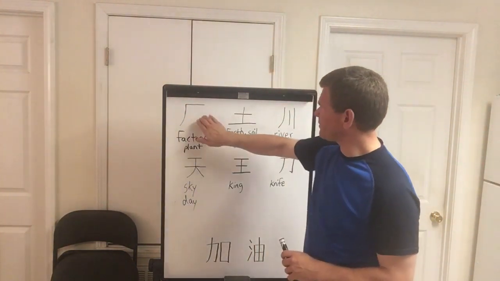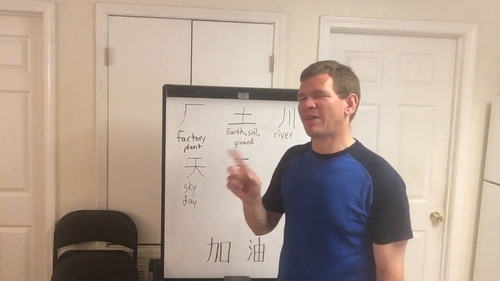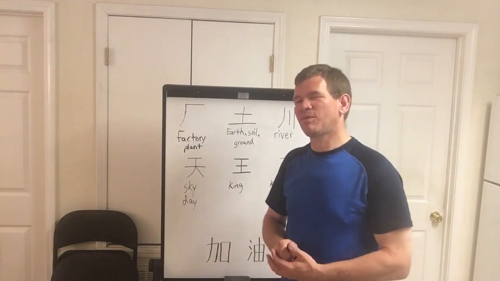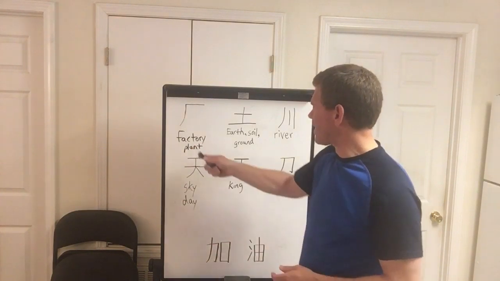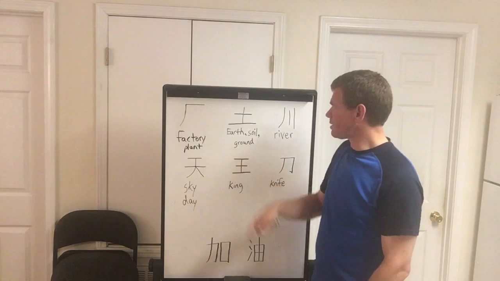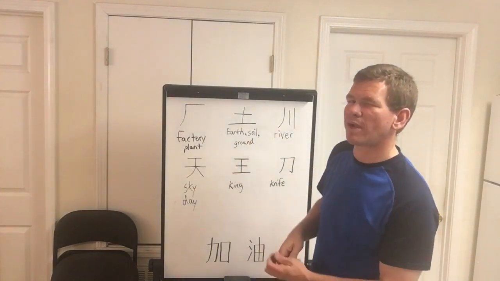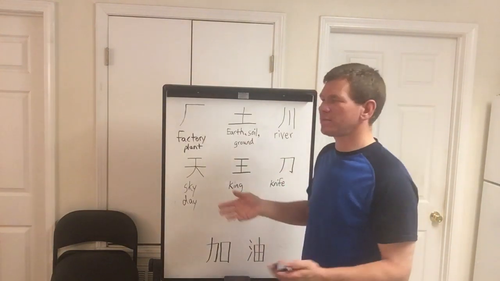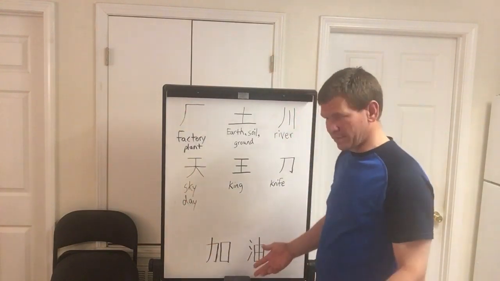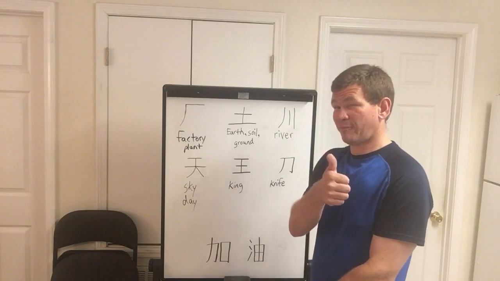Alright, so the first one is factory or plant. Not flowers. I don't mean flowers and grass. A plant where they build stuff. A building. So factory or plant. 2 strokes. It's only 2 strokes. Number 2. Earth, soil, and ground. So, you know, on the earth, we have soil. You know, on the ground. It's the same character. 3 strokes.